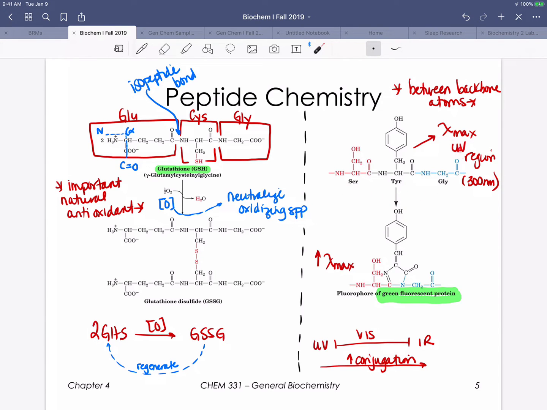When we have certain amino acids here, particularly aromatic amino acids, that allows proteins to have absorbances in the UV region.